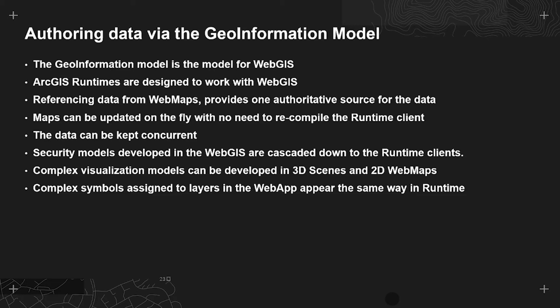Security models developed in WebGIS are cascaded down to the runtime client. So if you use AGOL to restrict the access to certain layers within a web map, the user requires permission to access each layer. If there is no permission, they have no visibility of the layer. Complex visualization models can be developed in 3D scenes and 2D web maps. Complex symbols assigned to layers in the web map appear exactly the same way in runtime, which we'll see later.